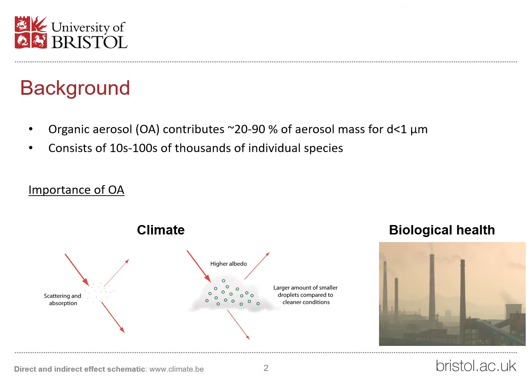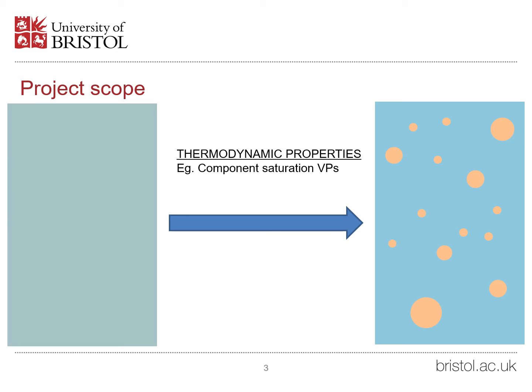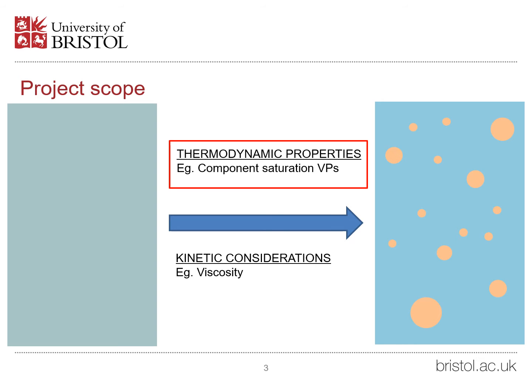The reason that we care about organic aerosol is because of its large effects on the climate and biological health. So in order to quantify the impact of organic aerosol in the atmosphere, its mass concentration must be modelled, which relies on estimating a number of thermodynamic and kinetic properties, such as component saturation vapor pressures and viscosity. These estimations are good for some classes of organics, but poor for others. And so my PhD focuses on experimentally determining properties of the less well-modelled organics in order to improve the models in the future, and also to test current conventions for inputting properties such as vapor pressure into the models.